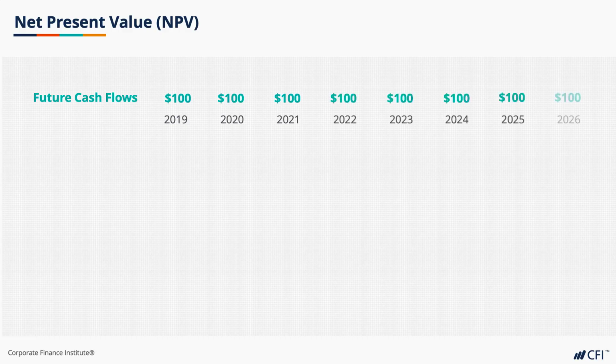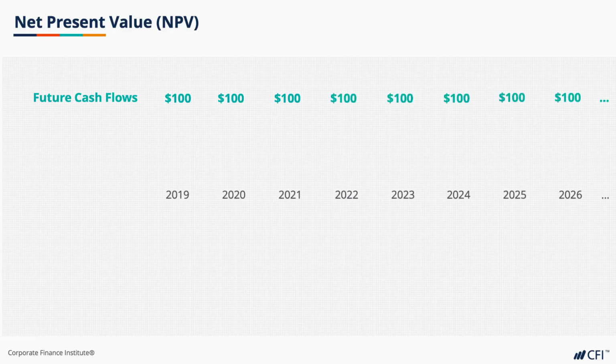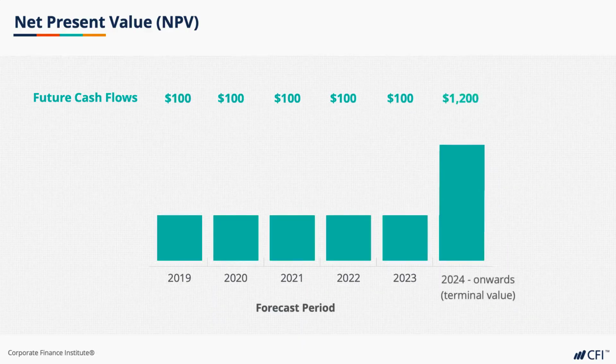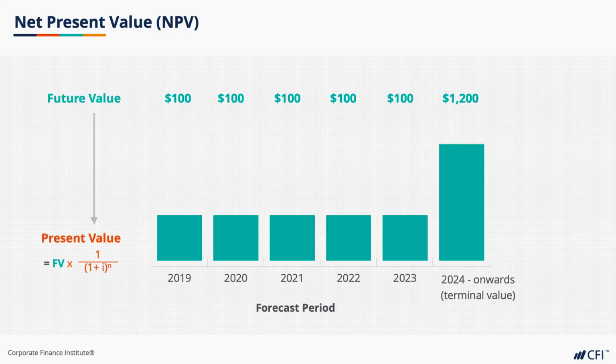Let's calculate the net present value of a series of cash flows as shown above. If we graph it, it would look like this: 5 years of a forecast period for a business, followed by a terminal value, which represents all of the value of the business beyond the 5-year forecast period. Let's use the NPV formula to calculate the present value of each cash flow. We're going to take the future cash flow and divide it by 1 plus the discount rate to the power of the period number we're in.